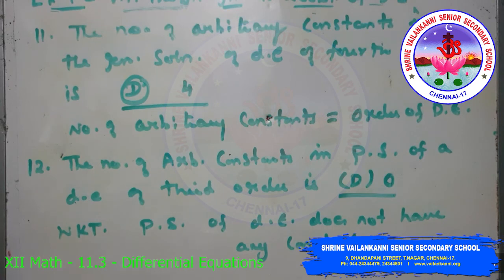Then the next one: the number of arbitrary constants in the particular solution of a differential equation of third order. We know that the particular solution of a differential equation does not have any constant. So it is 0. Hence, the correct answer is D, which is 0.